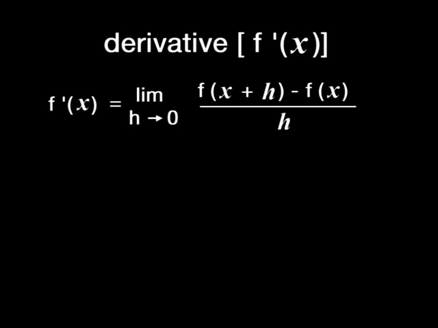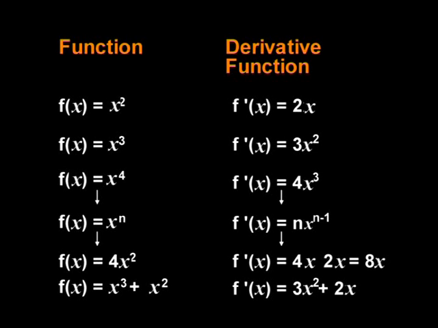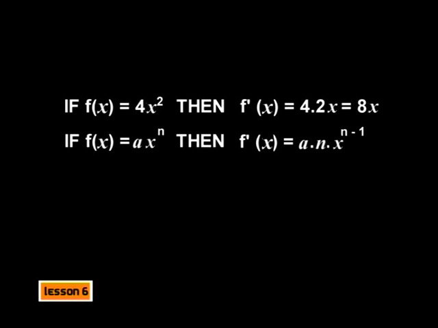We then defined differentiation as deriving the limit of the average gradient, f at x plus h minus f at x, all over h, as h tended to 0. From the table of some powers of x and their derivatives, we made the generalization that if the function is x to the power n, then its derivative is n times x to the power n minus 1. We also accepted the following three rules.